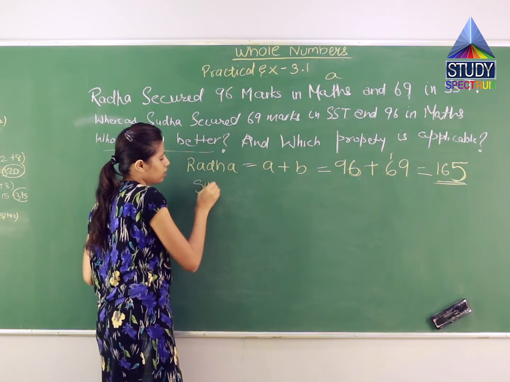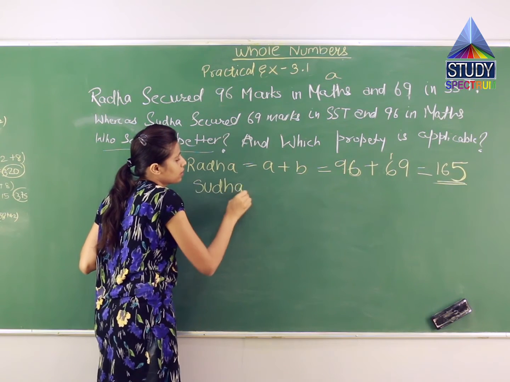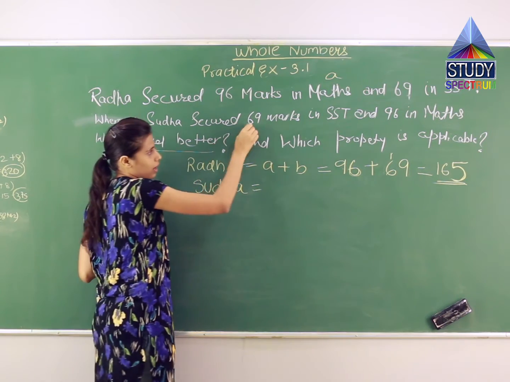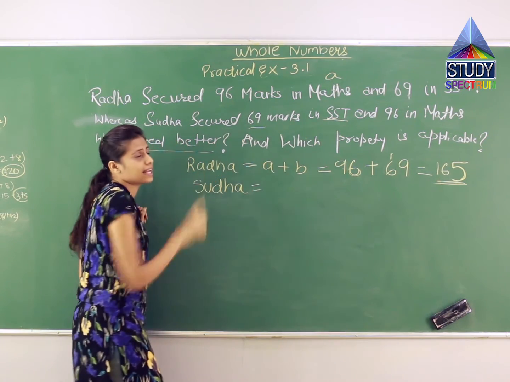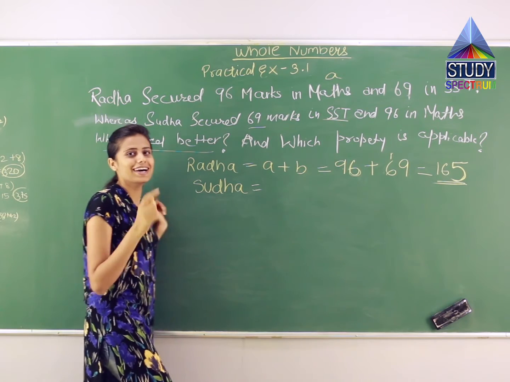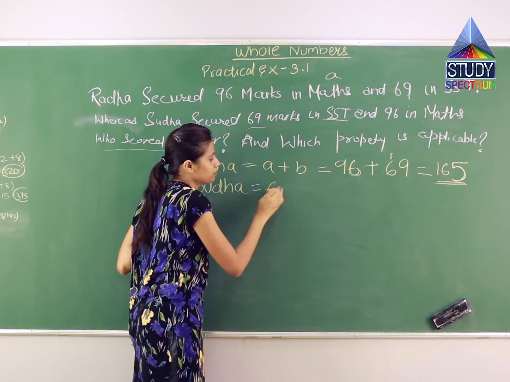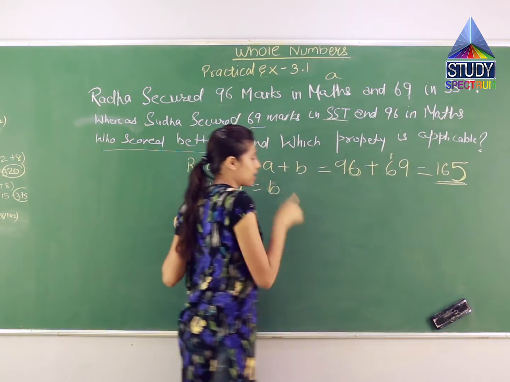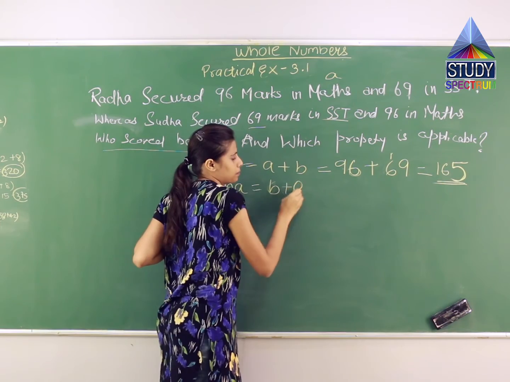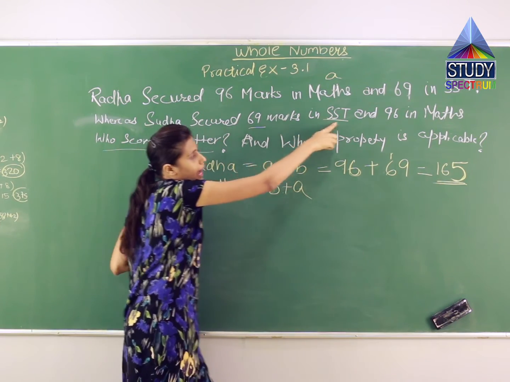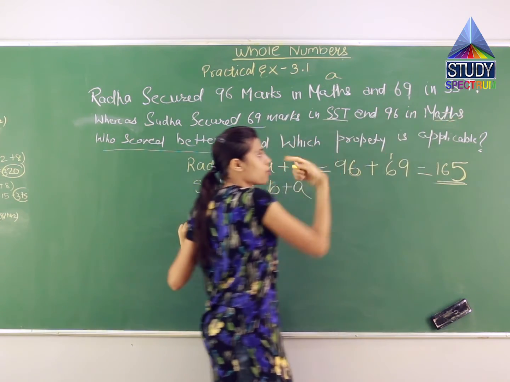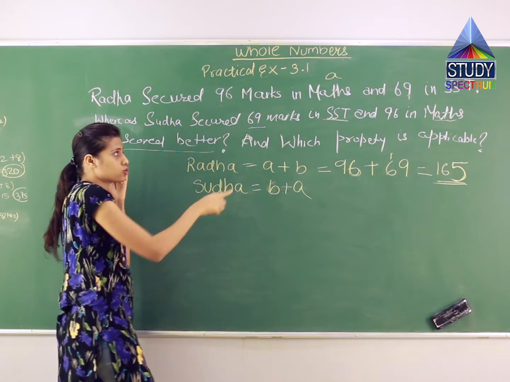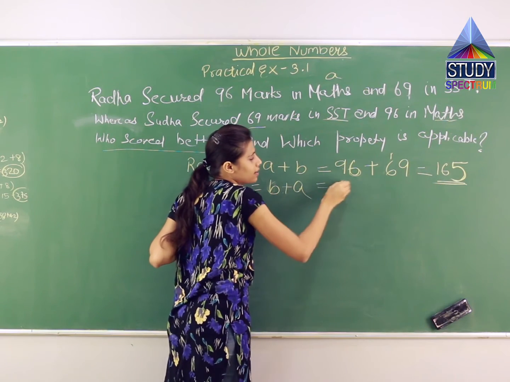So I write Sudha. See, she secured how much in SST? They are saying that she secured 69 in SST. So I'll write B, right? Because SST is what? B. So I'll write B plus A. Right? B and this maths A. And how much she got in SST? That is B. For Sudha. Okay, I'm talking about Sudha. She got 69 in SST.